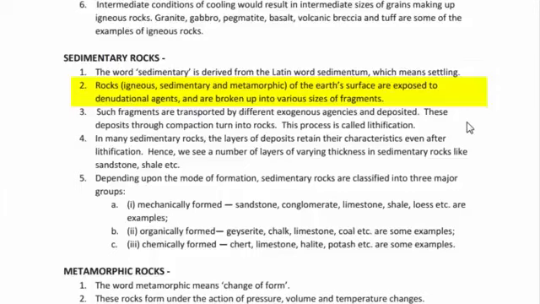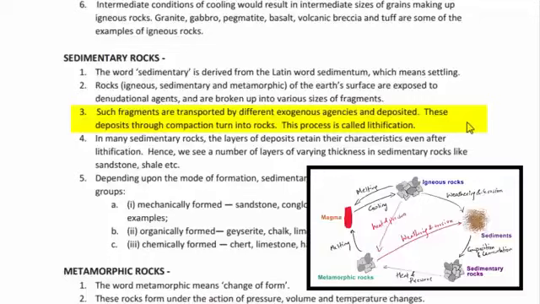It happens to all types of rocks, that is igneous, sedimentary, and metamorphic. Such fragments are transported by different exogenous agencies and deposited. These deposits through compaction turn into rocks. This process is called lithification. Now this process is also known as the rock cycle. I've made a video on it, do check it out.